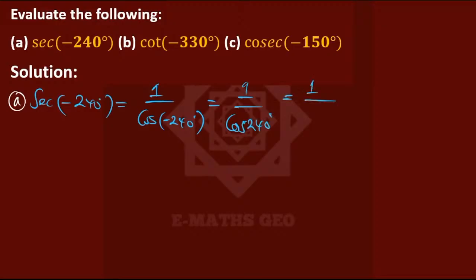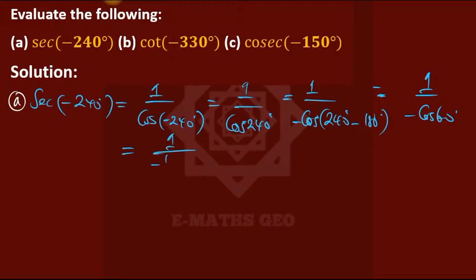So we now move to the third quadrant. 240 is in the third quadrant. And remember, we always subtract 180 from the given angle. And cosine is negative in the third quadrant. It's only tan and cot that are positive. So I now have 1 over negative cos 60. And cos 60 is half, so I have 1 over negative half. So the answer is negative 2. So that's the final answer.